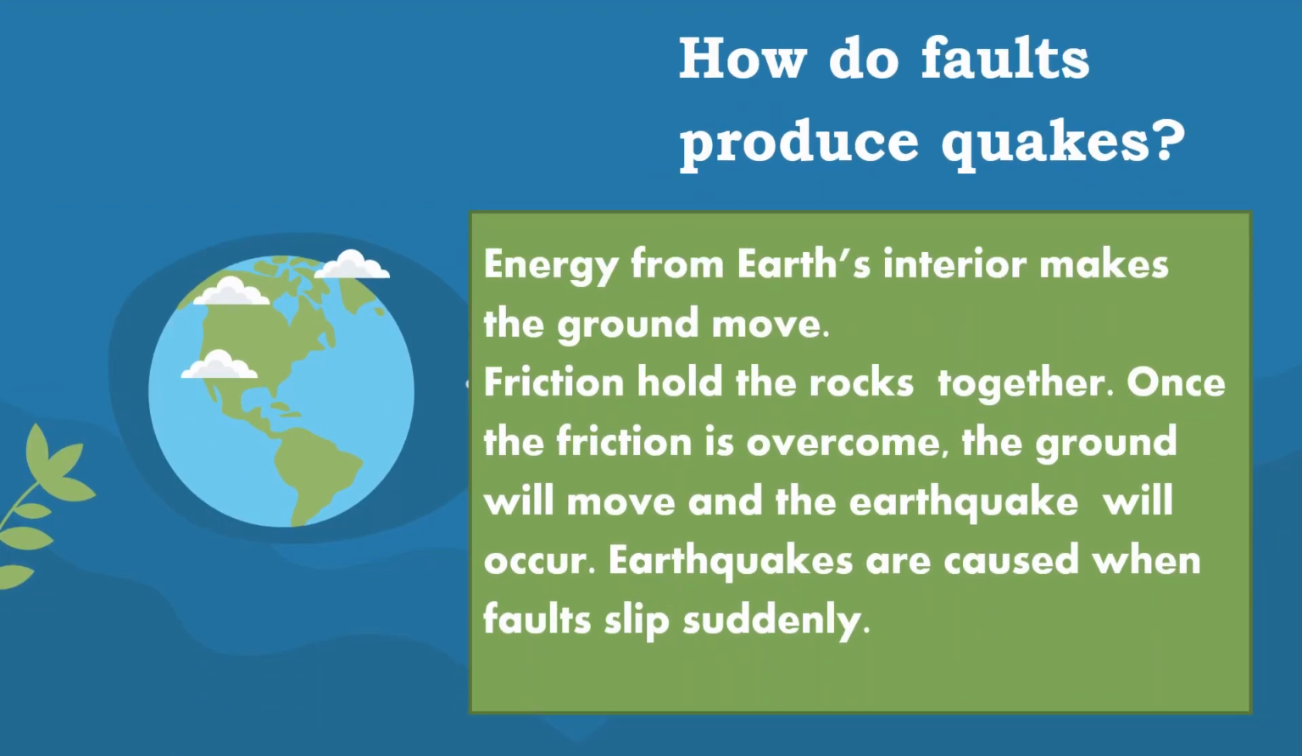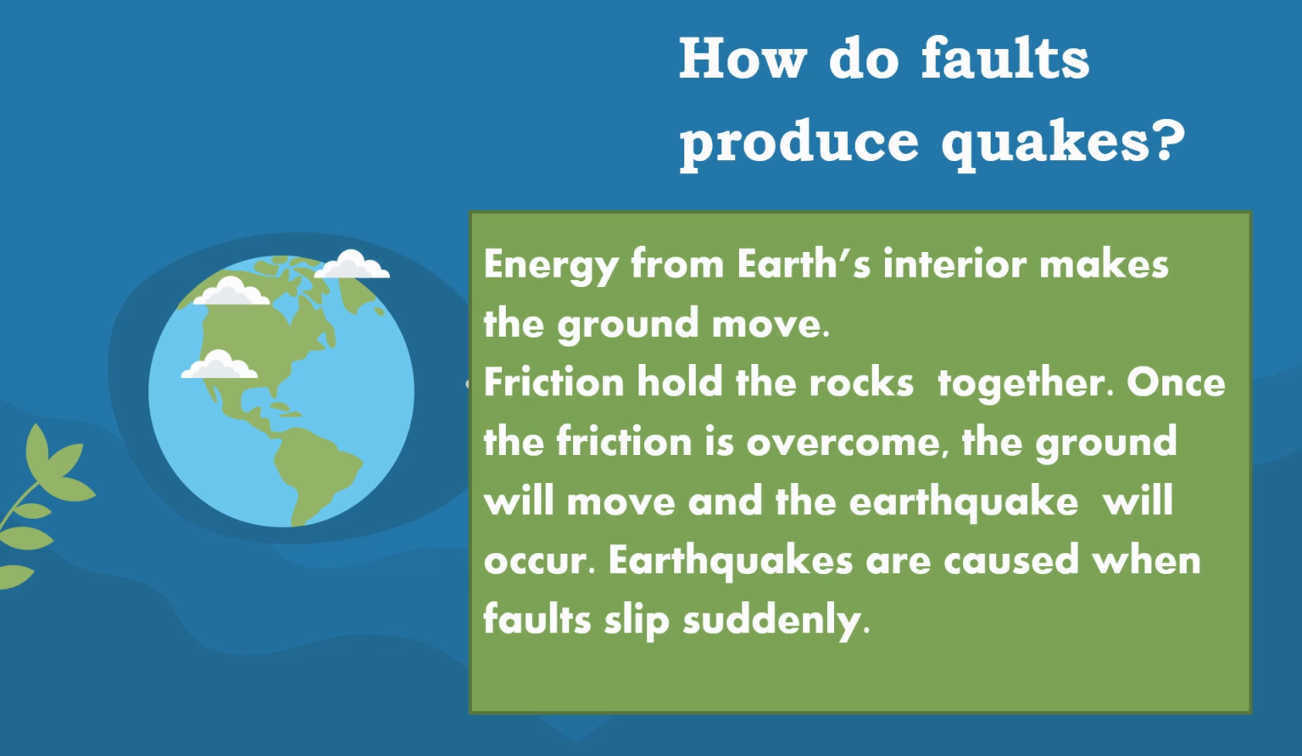How do faults produce quakes? Energy from Earth's interior makes the ground move. Friction holds the rocks together. Once the friction is overcome, the ground will move and the earthquake will occur. Earthquakes are caused when faults slip suddenly.